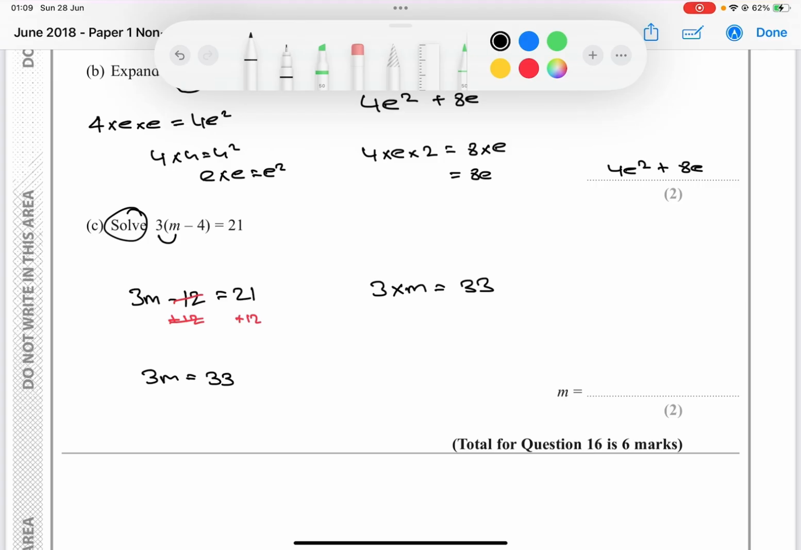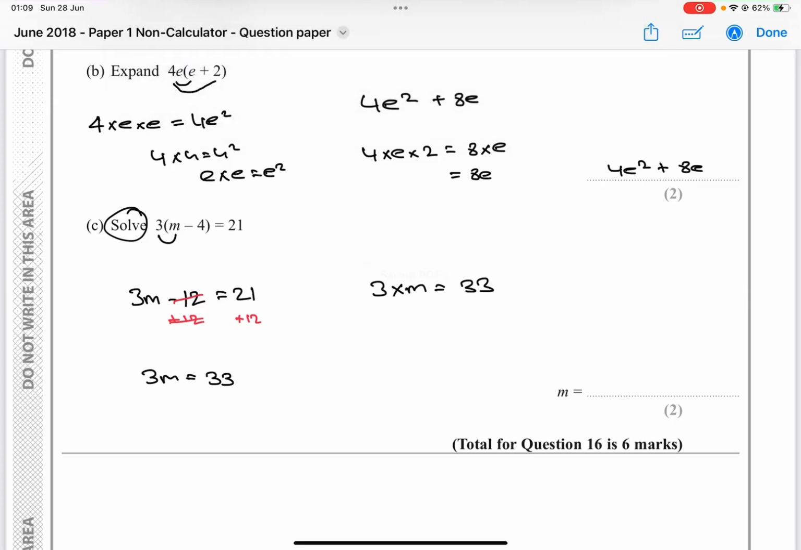So the thing that is stopping m from being alone is the 3. And what is the 3 actually doing to the m? What operation is taking place there? It's multiplication. So if we want to get rid of the 3, we have to do the opposite, which is division. So we have to divide by 3, okay?